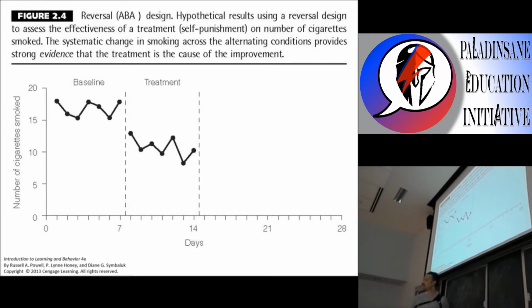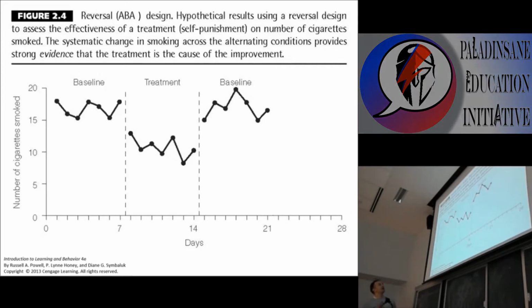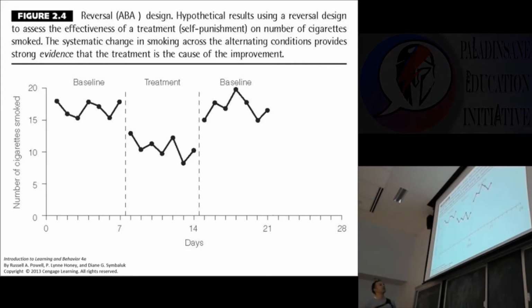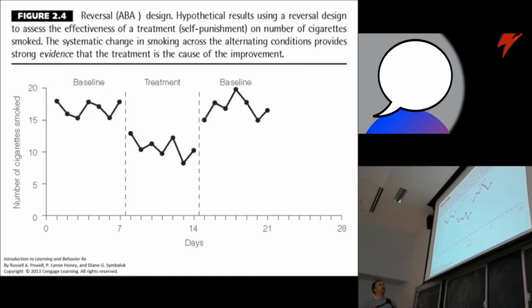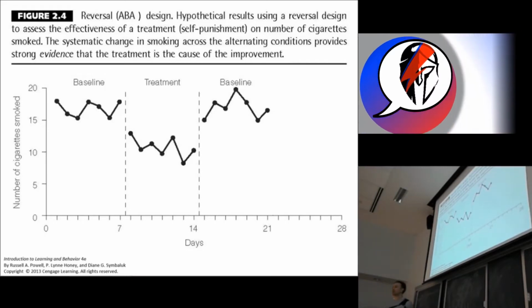Go back to smoking whenever you want, and no ripping up $5 bills for the rest of the week. So you go back to baseline and you see what happens. If the behavior goes back to baseline levels, that is evidence that it was your treatment that was causing the change, not some other factors. And basically what it's doing is lining up coincidence after coincidence after coincidence to make it very likely that this change was due to your treatment.